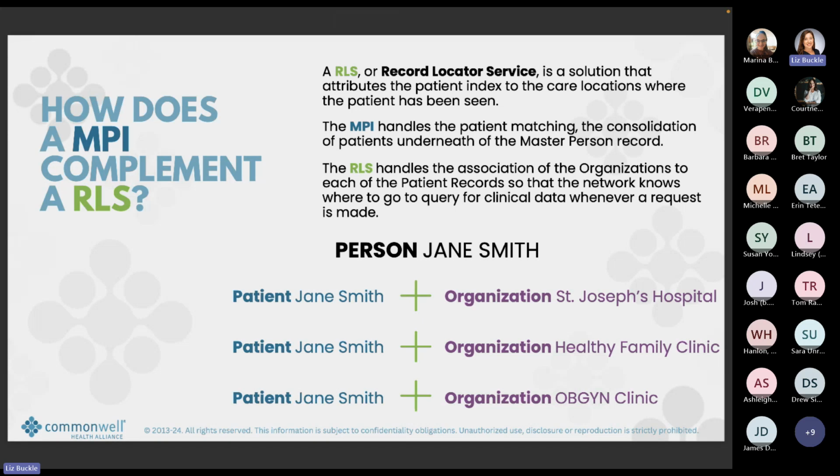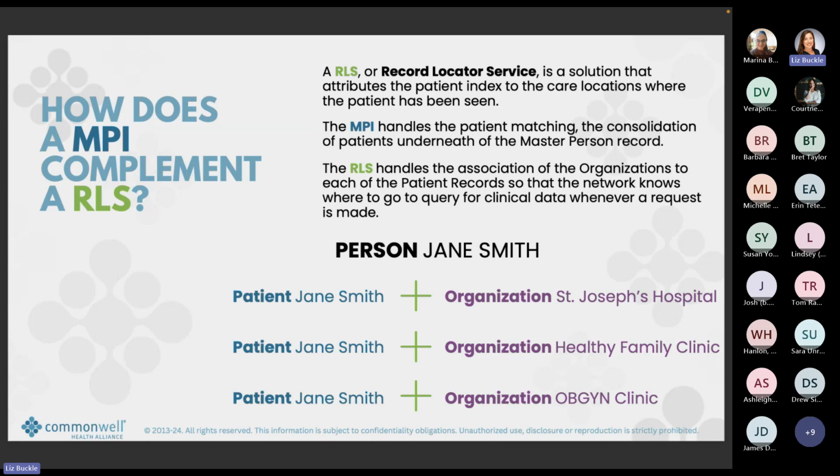And so when we think about the MPI, how does it work in tandem with the RLS? The MPI handles all of the patient matching, all of the patient and person instances that exist. And I think on a previous slide I shared, we have over 230 million uniquely identified humans within our MPI. But then all of those patient instances also have an associated organization. So if you think of Liz Buckle as a human, I have a patient record at my internal medicine clinic. I have a patient record at my OBGYN. I have a patient record at my dermatologist's office, and down the line.